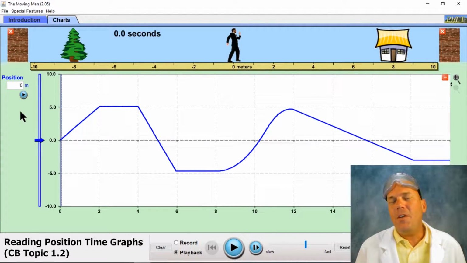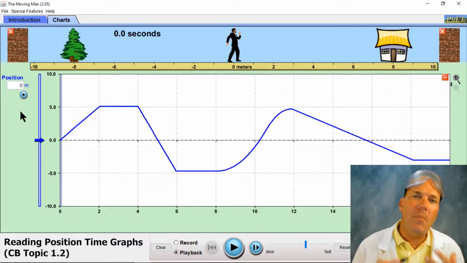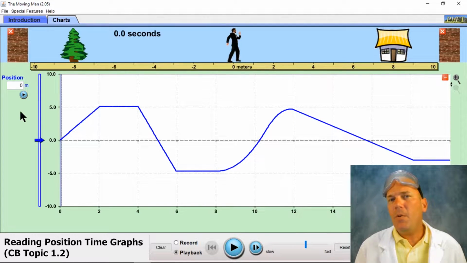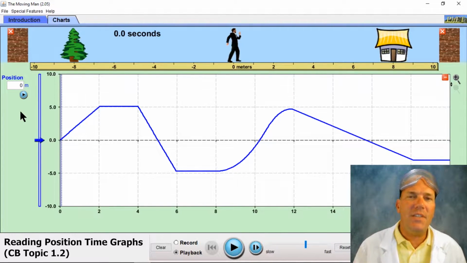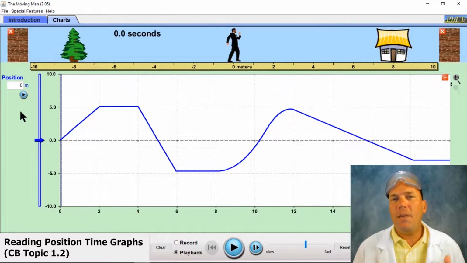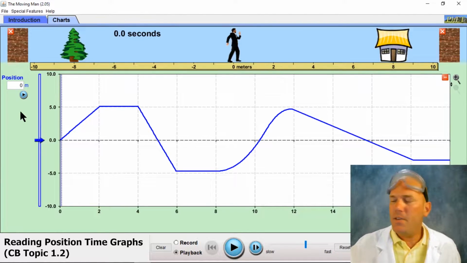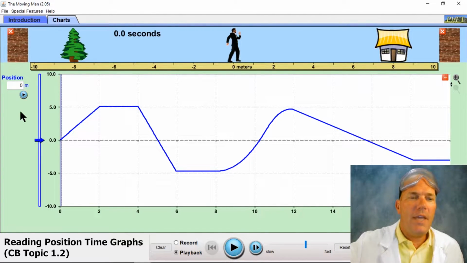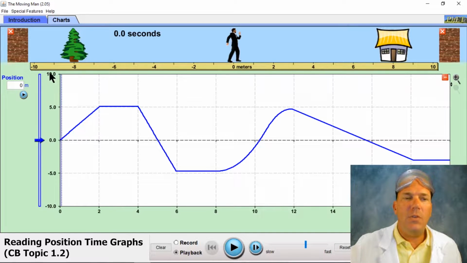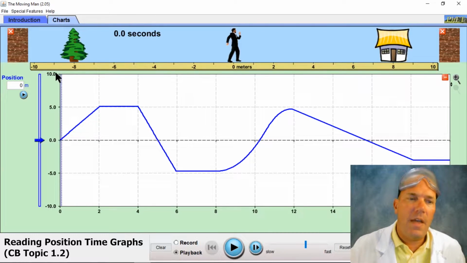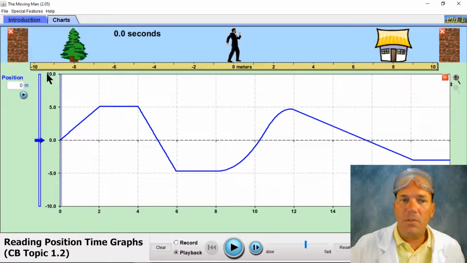In this video, I'm going to begin teaching you about motion time graphs. I'm going to start with position time graphs using a PHET simulation. Look at the y-axis for me and note that we are looking at the horizontal position in units of meters. So our maximum value is 10 meters, and that's a positive 10 meters.